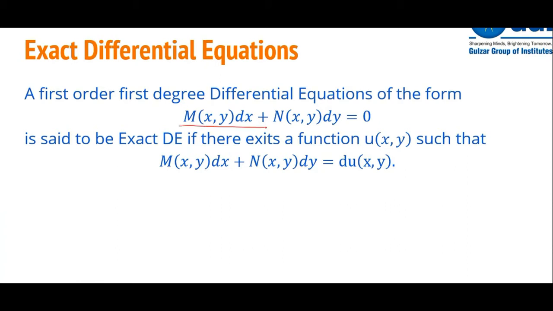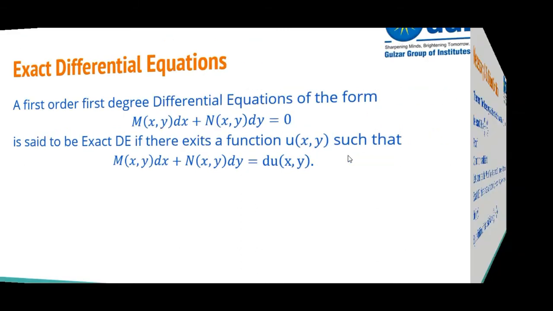M(x,y) dx plus N(x,y) dy equal to 0, and such equations are named to be an exact differential equation if there exists a function u(x,y) such that this left hand side becomes equal to the derivative of u. So if M dx plus N dy is equal to the derivative of u. We took certain examples last day to understand this particular definition.